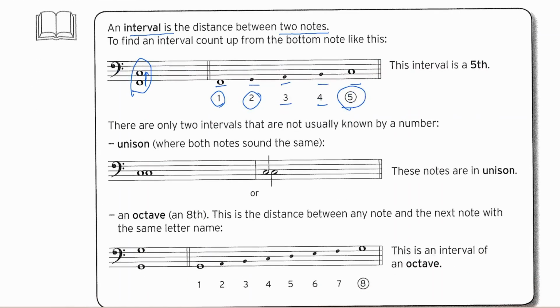Now next, there's one more interval. If the notes are together in the same position, either this one or this one, it is called unison because they are at the same place. There is no distance between them.